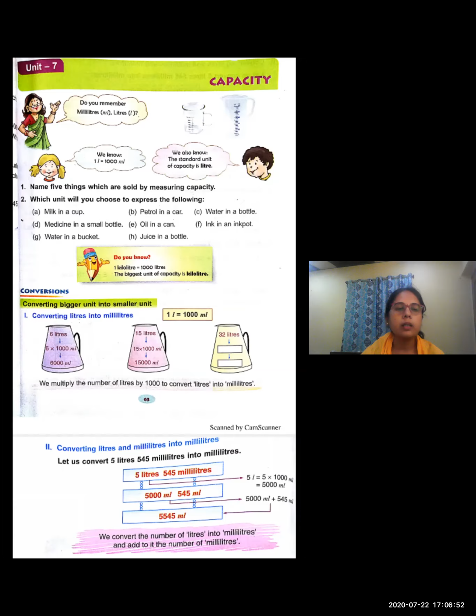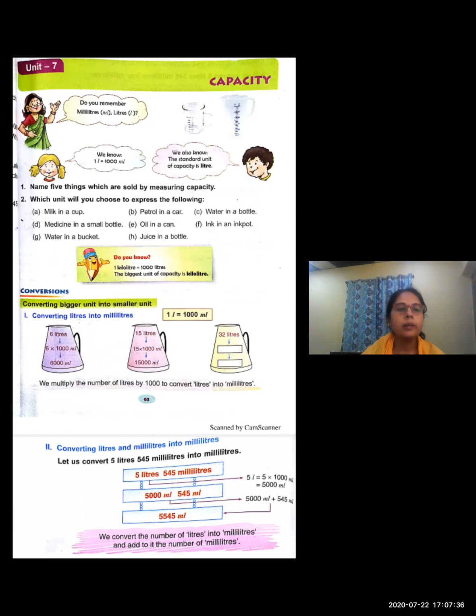Same way 15 liters, when multiplied by 1000, we get 15000 milliliter. 32 liters, when multiplied by 1000, we get here 32000 milliliters. So this is the way to convert liter into milliliters. But when both liter and milliliter are given, then how will we convert it into milliliter? We will change the liter into milliliter first, and then we will add the milliliter to the milliliter, and we get the total milliliters. So this is the way for converting bigger unit of capacity into smaller unit of capacity.